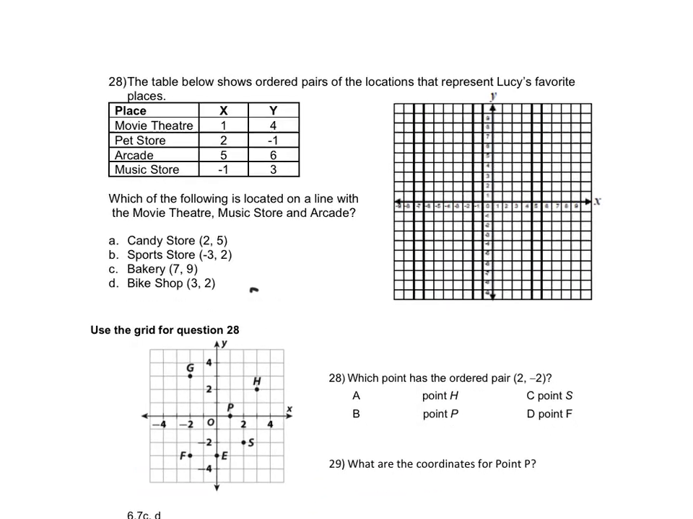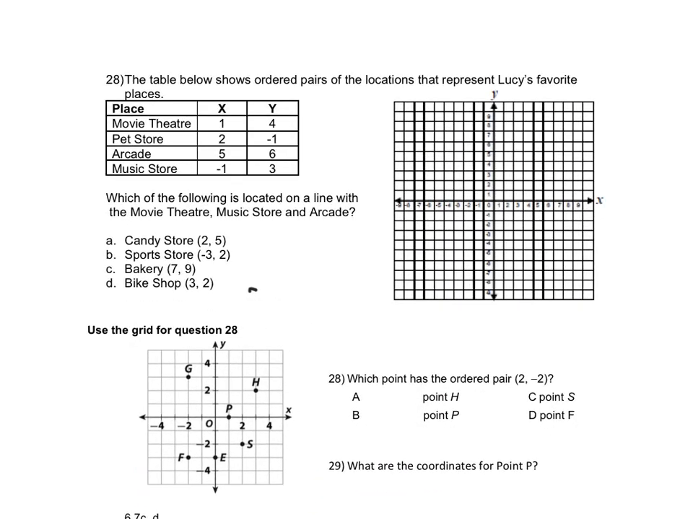Question 28. So with question 28, I want to start plotting some of these points. If I look at my movie theater as my dot there, my black dot, and I go to my coordinate 1 and 4, I'll plot that there. I'm just going to use some different colors. So then I go 2 and then down negative 1 for pet store. And then my arcade is going to be 5 and 6. And my music store is going to be negative 1 and 3.